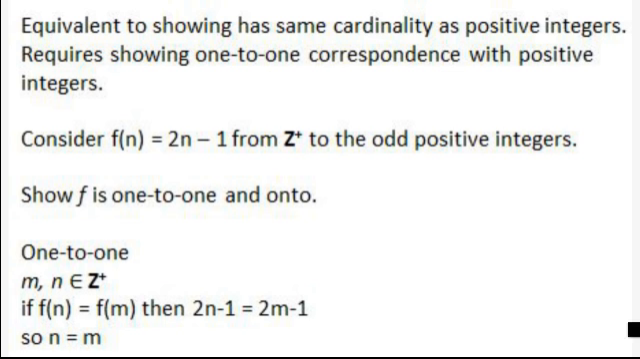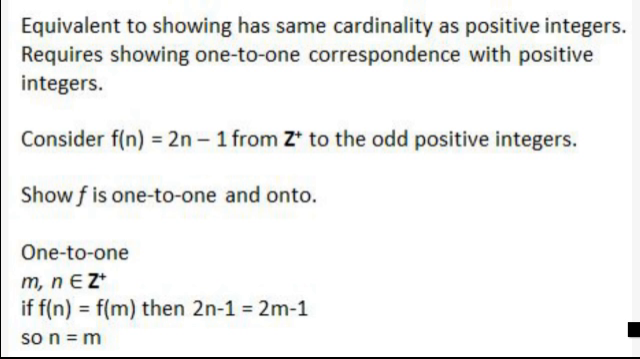Consider the function f(n) = 2n - 1, from the set of all positive integers to the set of all odd positive integers. We need to show that the function f is one-to-one and onto, meaning it has a one-to-one correspondence.